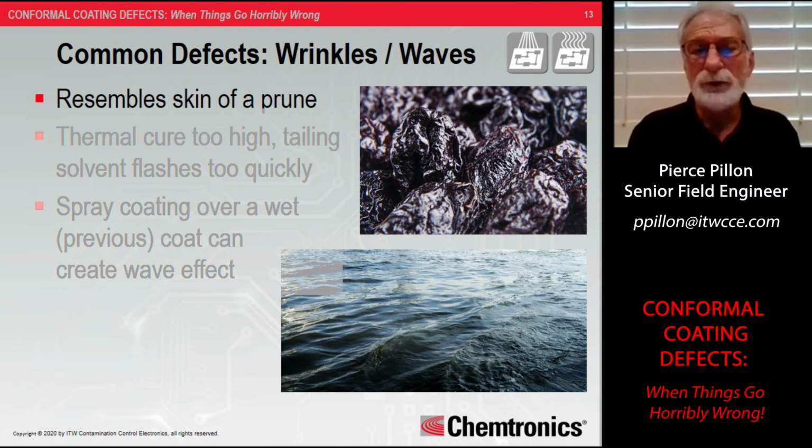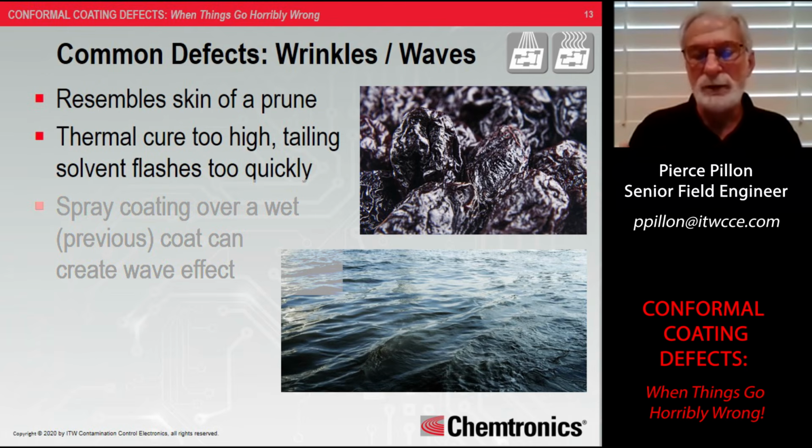Wrinkles and waves. There's a couple of causes of this. One of them is that if you're curing in an oven, or curing in an IR conveyor system, the thermal cure energy is too high, and that tailing solvent flashes too quickly. In other words, all of your lighter end solvents are flashing, but your tailing solvent is flashing at the same time. It's just too much heat for it to handle. It needs to be done in a staged manner, or you're going to end up with a wrinkly, lumpy mess.